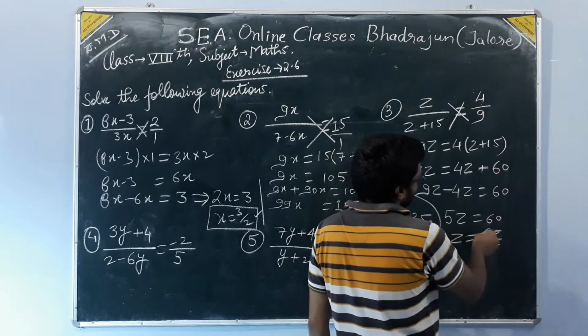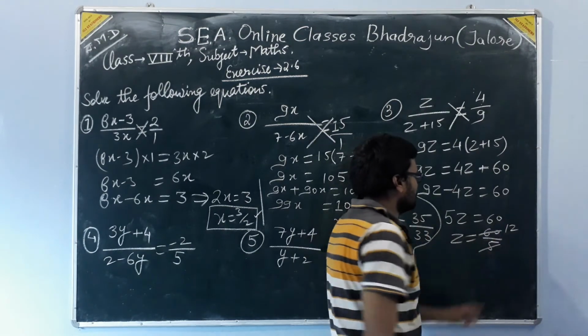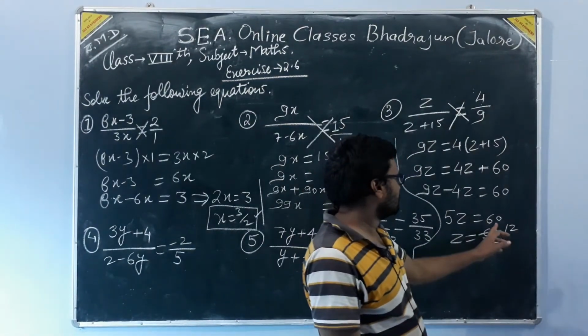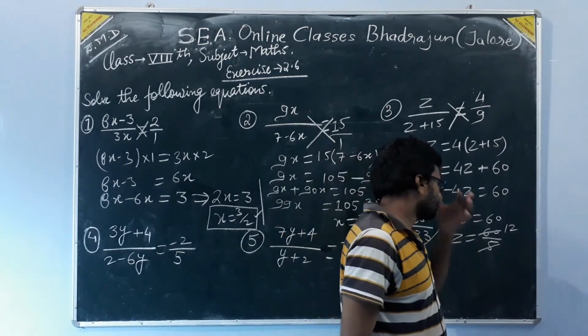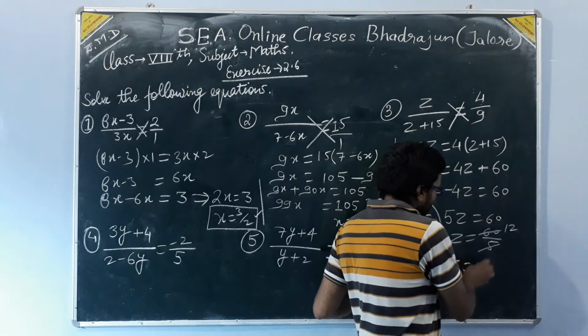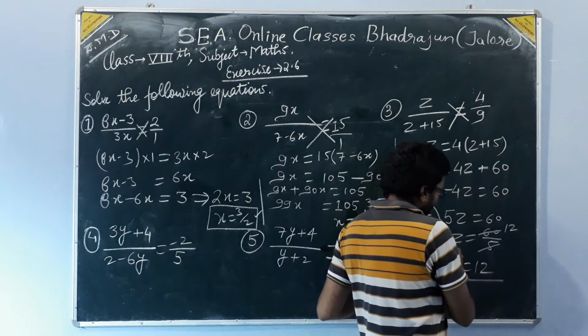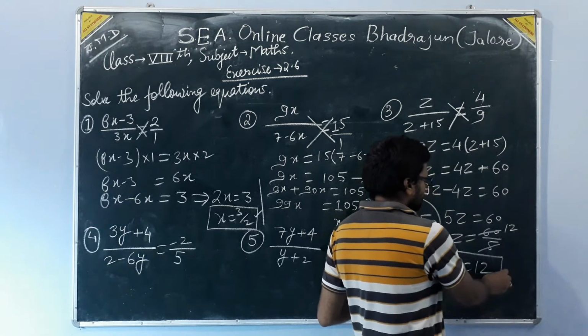So this is equals to 12. 5 times 5 and after that this will give us 10. So 5 times 10, so our z equals 12. Okay, now the value of our z is what? The value of our z is 12.